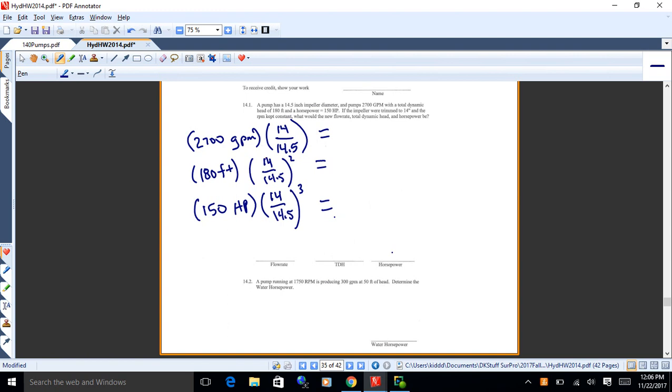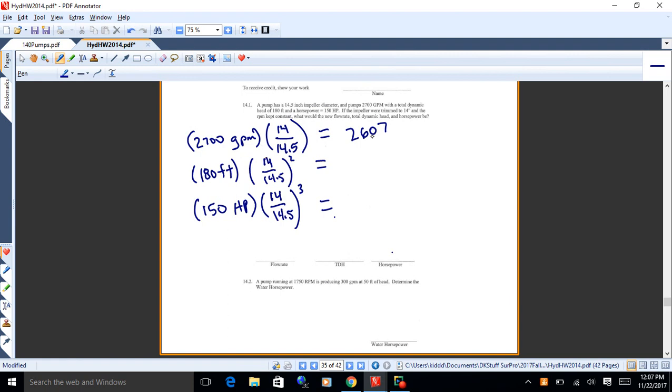And now you just run those numbers. So if you've got the flow, you just adjust it by the ratio of the new to the old. If you've got the energy or the feet of pressure, whatever you want to think about that, you take it by the square of the ratio. And if you've got horsepower, you take it by the cube of the ratio. And then you just work it out and get the new flow, feet of head, and horsepower. Okay, so that's how that works. It's pretty straight up.